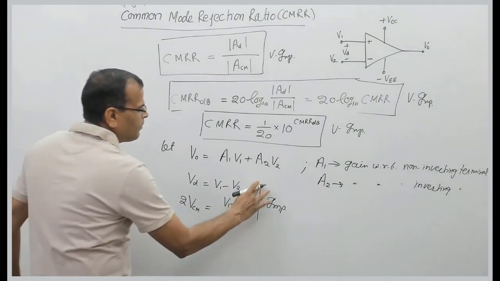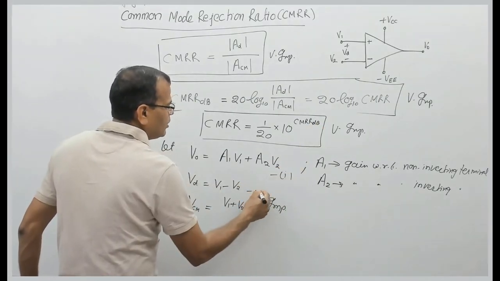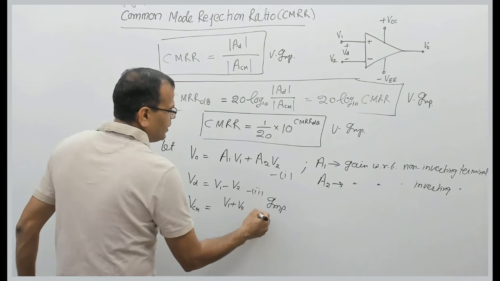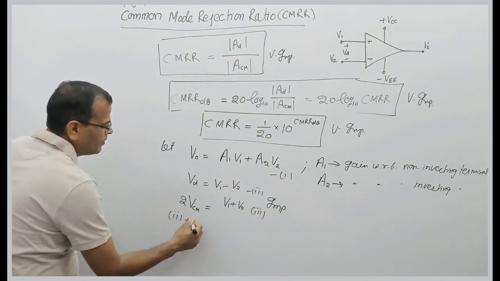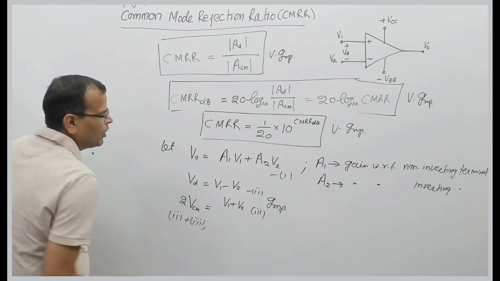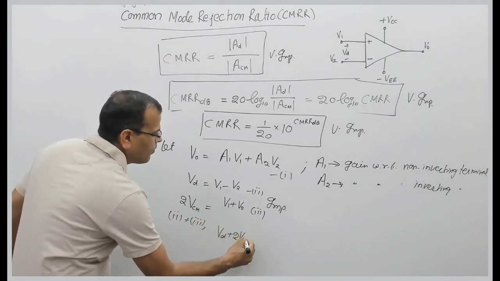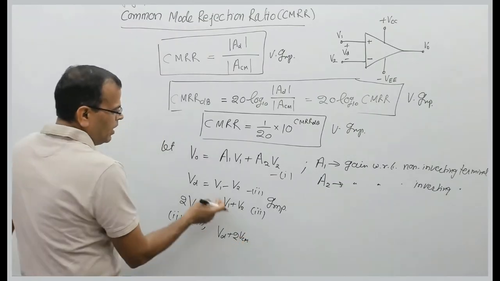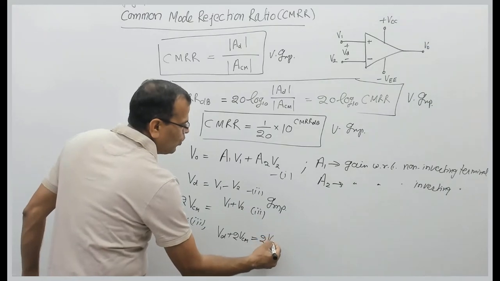equations, say this is equation number 1, this is 2 and this is 3. So adding 2 and 3, if you add these two, what do we get? Vd plus 2 VCM, that is common mode input, equal to, adding these two, 2 V1.